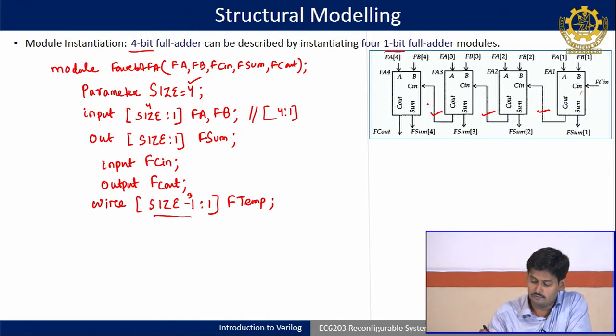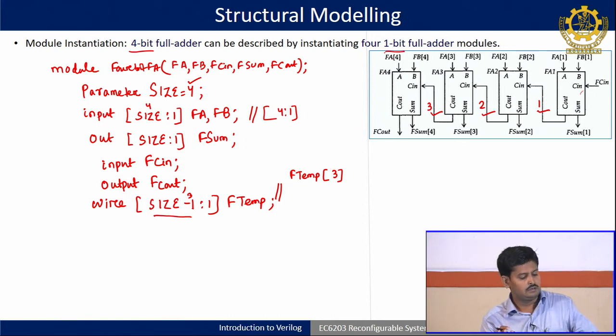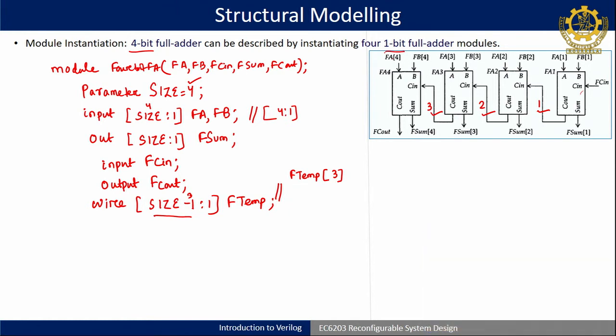So it will be f temp 3, f temp 2, f temp 1. I told you that when you are accessing an individual bit, you have to access it like this, f temp in square bracket 3, not any other bracket, only square bracket. Now let us say my input declaration is over, my output declaration is over. Next we have to call these modules, right? We have to call these modules and write it.